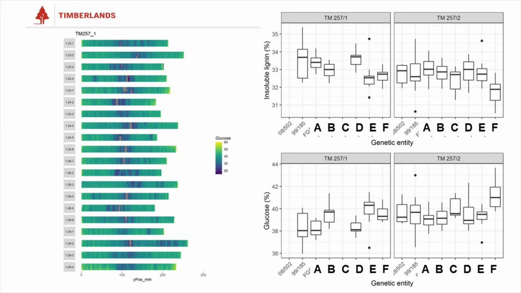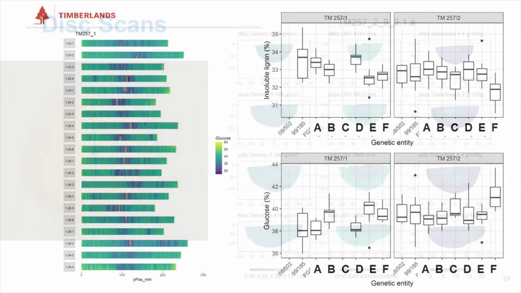This information, along with data on fibre properties and handsheet properties, is useful for the pulp and paper industry when evaluating genotypes in terms of their suitability for pulping. We're still working through these data to better understand what they are telling us.